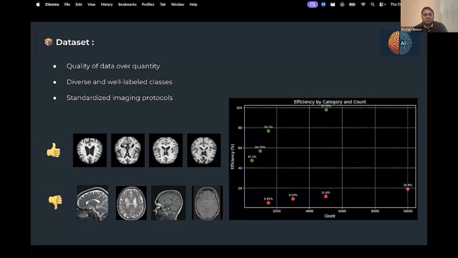And the last thing I wanted to touch upon is the standardized imaging protocol. So when we talk about MRI scans, they can be imaged through different types of devices that are available, where it is very important to have standardized image protocols so that we can have a good quality dataset.